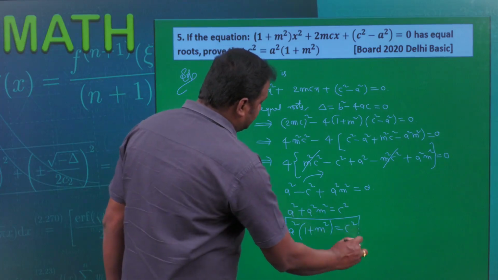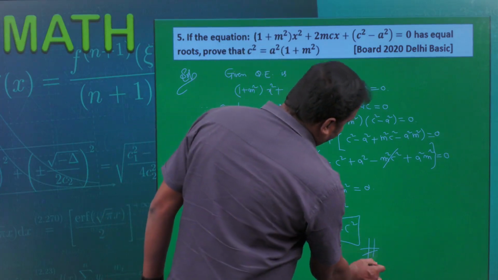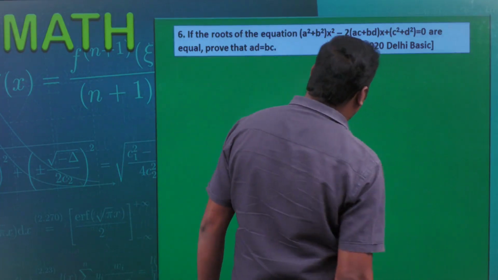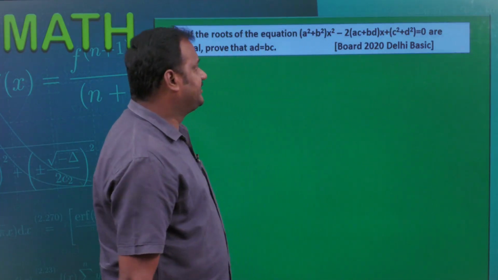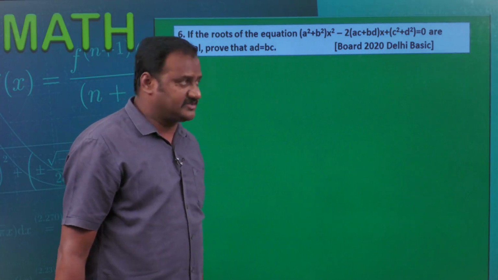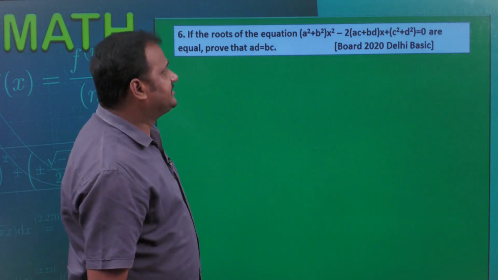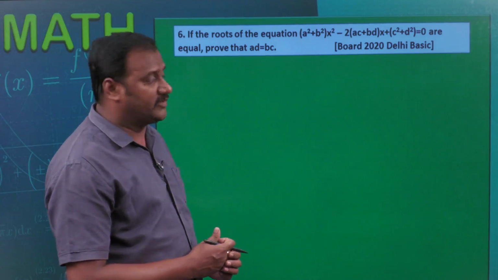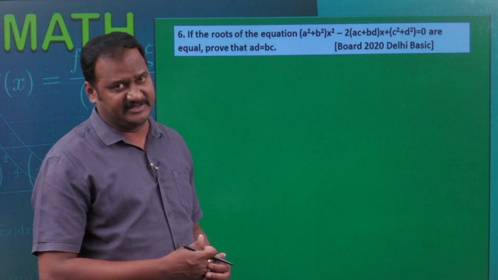Therefore c square is equal to a square into 1 plus m square. So this way we can solve the problem. And coming to the next one: if the roots of the quadratic equation (a square plus b square) x square minus 2(ac plus bd) x plus (c square plus d square) equals 0 are equal, then prove that AD is equal to BC.